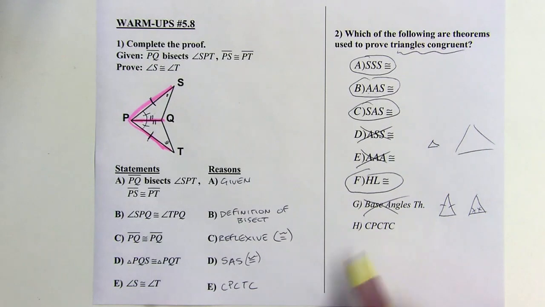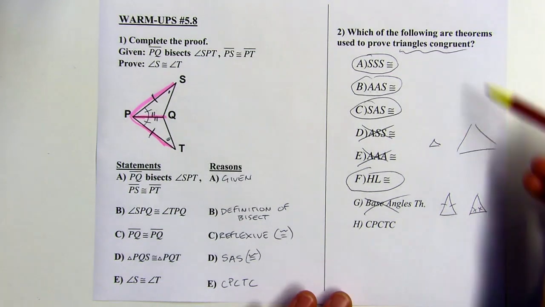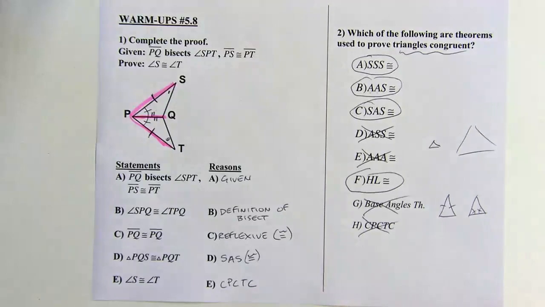And CPCTC, we just used that over here. We used that to show that these angles are congruent, not that triangles are congruent. We use that to show corresponding parts of congruent triangles are congruent, not that the triangles themselves are congruent. So that one's not in the list either. Okay, that's the end of the warm-up, and I'll see you next time.